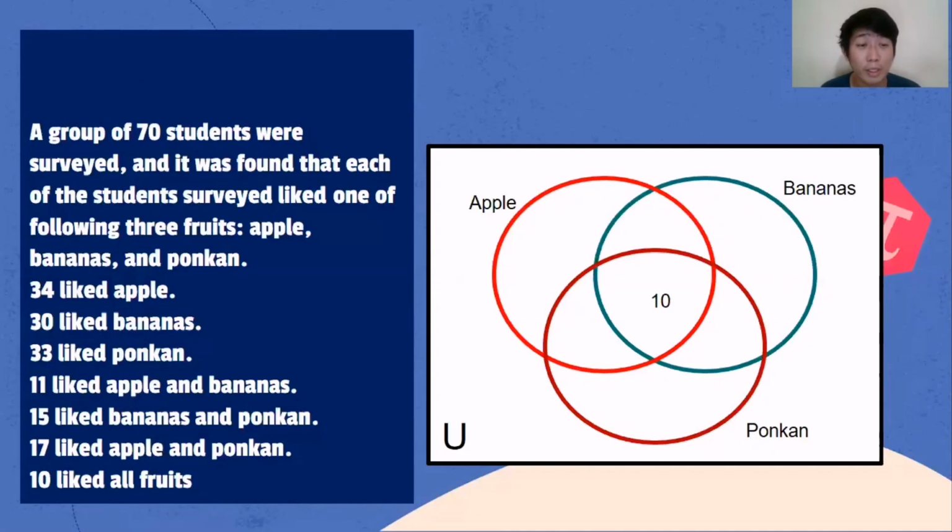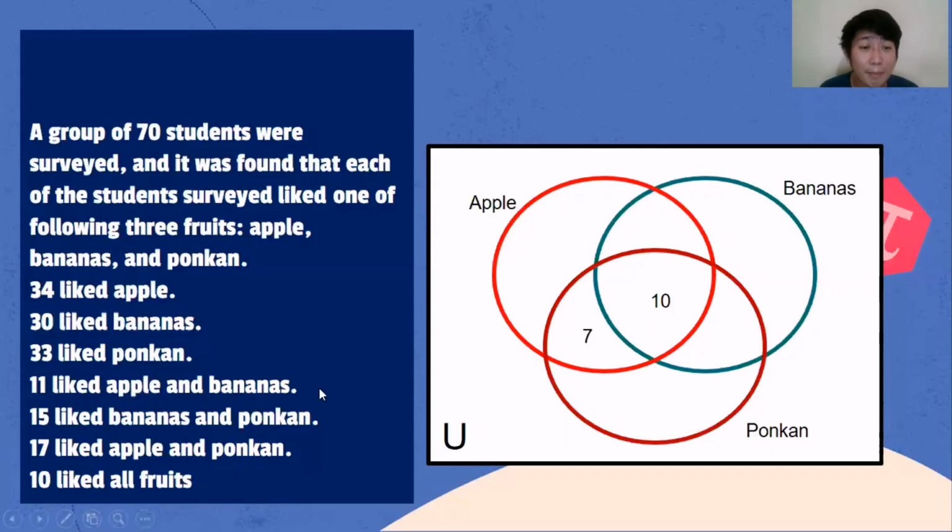Let's try to move on to the next part. 17 like apple and pumpkin. But the problem did not say that they do not like bananas. So we have here 17 minus 10. That is 7. For a total of 17. Okay? 17 like apple and pumpkin. It was not mentioned here that 17 people like apple and pumpkin but not bananas. It was said here that 17 people like apple and pumpkin, regardless if they like bananas or what.